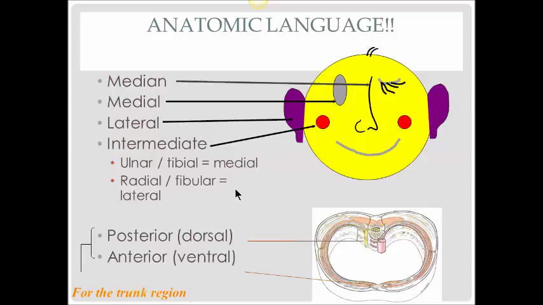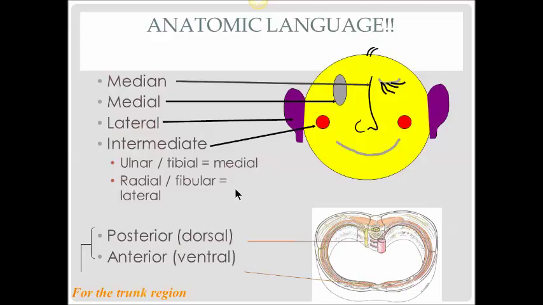Now in the upper and lower limbs, instead of using medial and lateral, we often use the name of a bone. In your forearm, the ulna is a bone which is present on the medial side of your forearm, and the radius is a bone which is present on the lateral side of your forearm. In the leg, the tibia is the bone on the medial side, and the fibula is a bone on the lateral side of the leg. So in your forearm, or in your leg, instead of using the word medial, you may use the word ulnar and tibial.